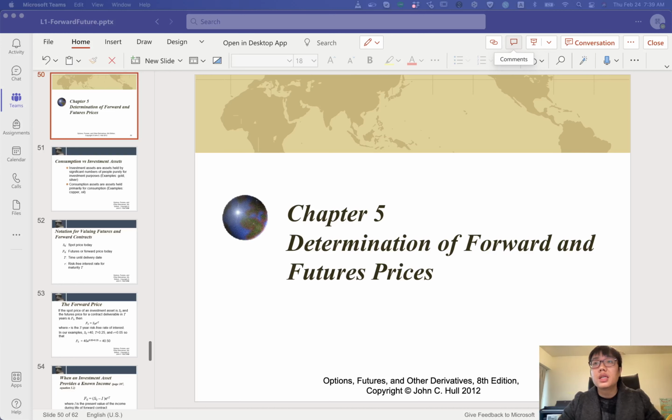Okay, so the last thing in this lecture I want to cover is some special cases of the forward and futures. It really depends on the underlying assets. In general, we only have one formula: F equals S times (1 plus r) to the power T. It shows the relation between the futures price and the spot price, and it is the theoretical value of the forward and futures contract.